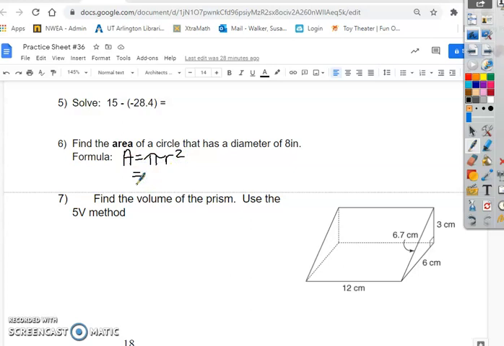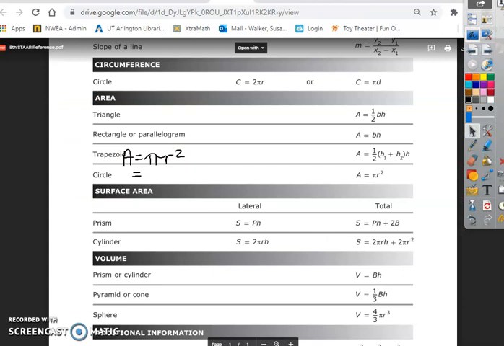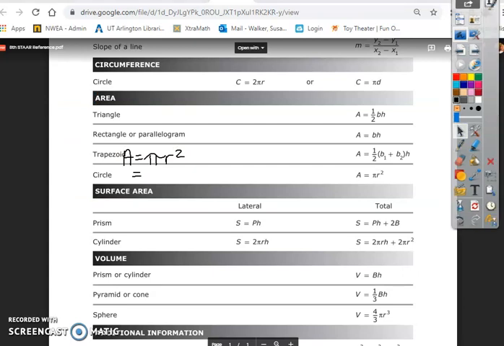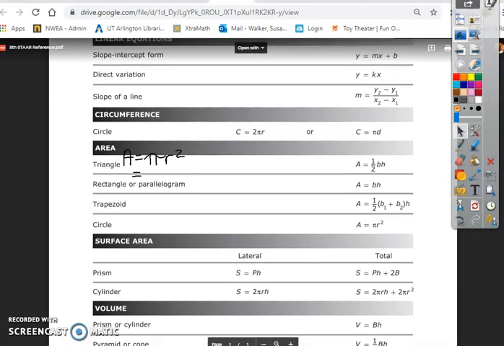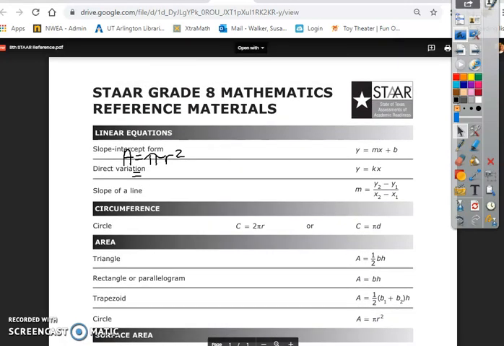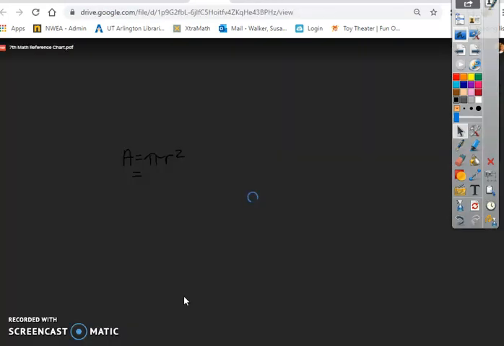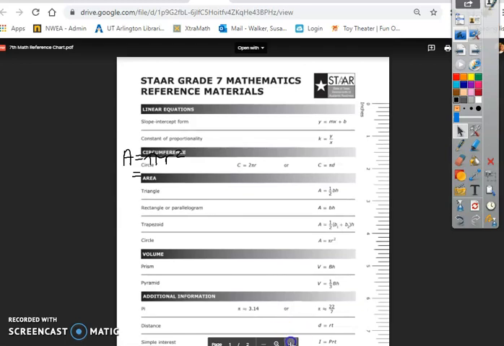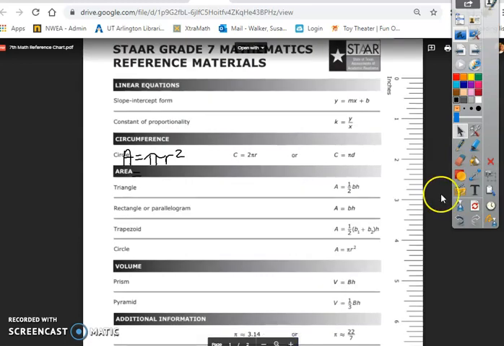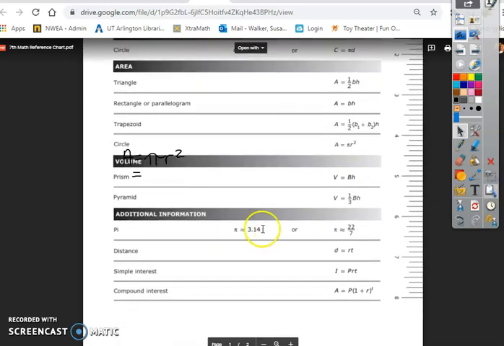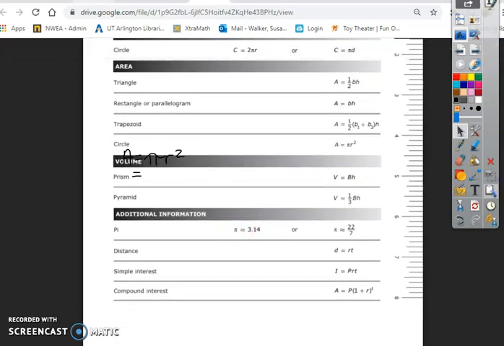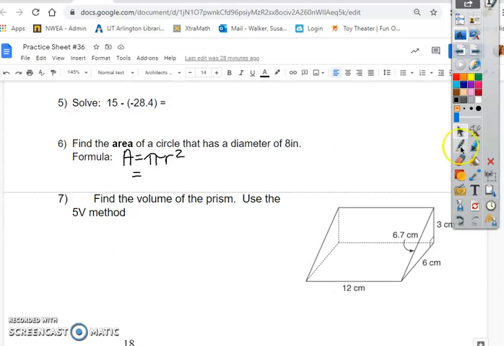And guys, I don't even know that they have pi on the 8th grade formula chart, but they do on the 7th. We should know what it is by now, but if not, that's okay. Let's look at this one. Generally we are using 3.14. So pi is 3.14.